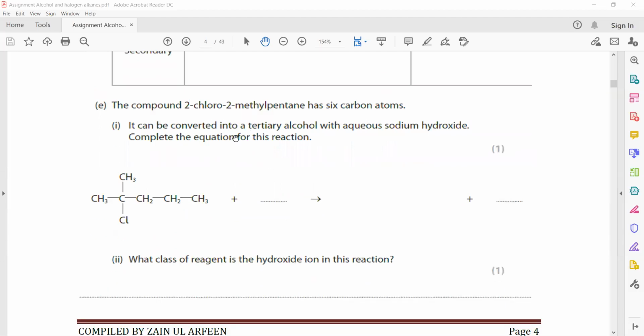The compound 2-chloro-2-methylpentane has 6 carbon atoms. It can be converted into a tertiary alcohol by aqueous sodium hydroxide. Complete the equation. So we have to complete the equation. We want to convert this into an alcohol. So what happened? The OH group, which is a nucleophile, will attack on this.